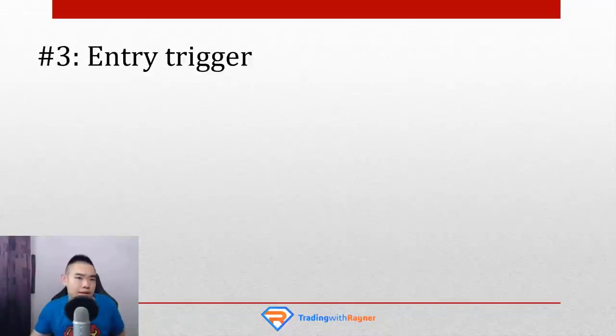So first things first, number 1, remember market structure. What is it? Well, in essence, market structure tells you what to do. If the market is in an uptrend, you will look for buying opportunities. If the market is in a downtrend, you will look for selling opportunities. So that's what we covered, market structure, the first thing.